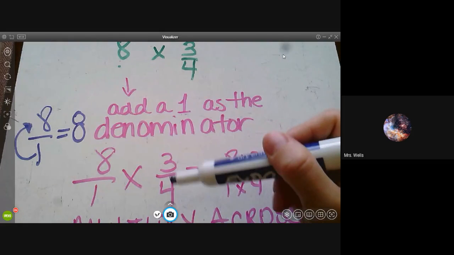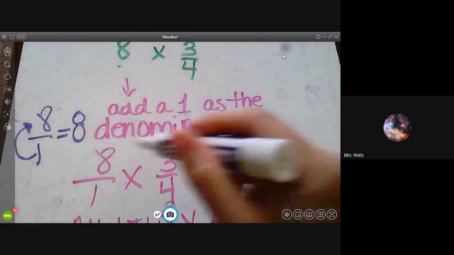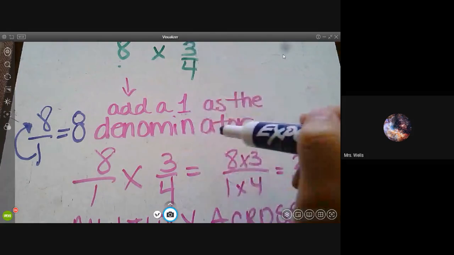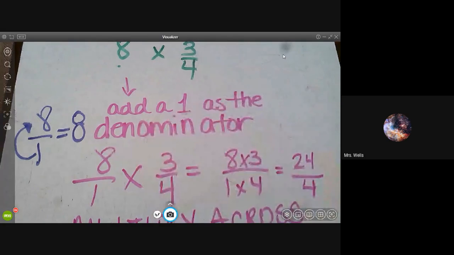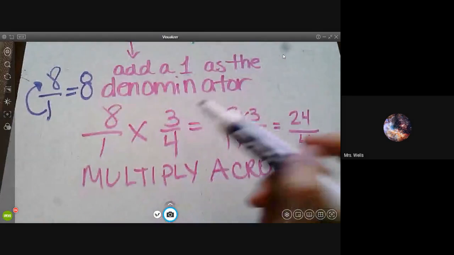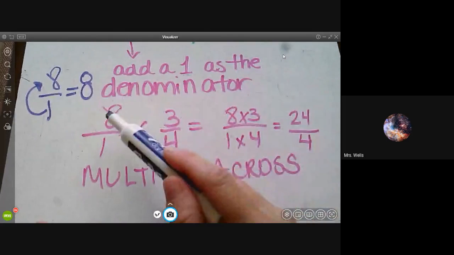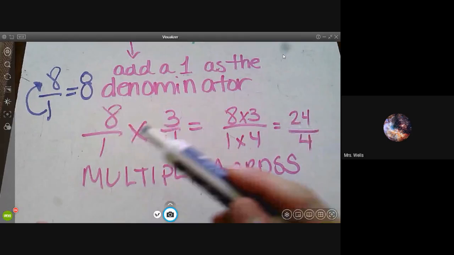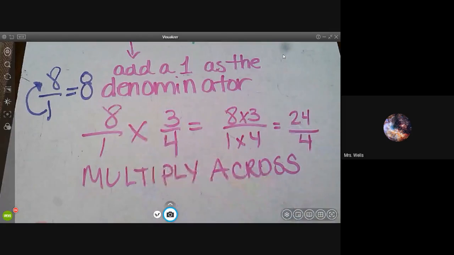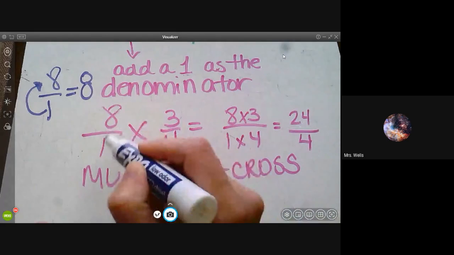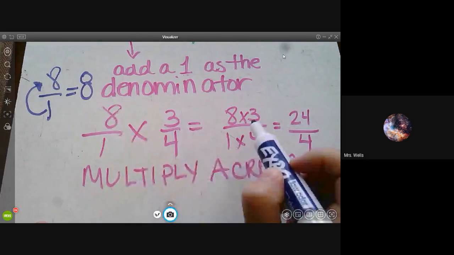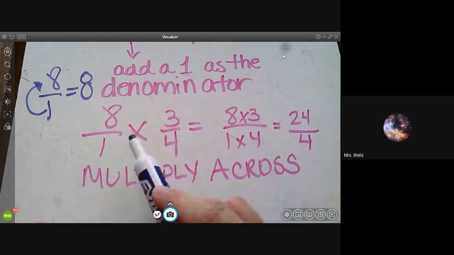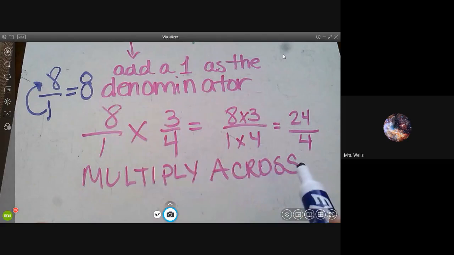Now, this is how I like to do it. Again, you don't have to do it like this. I'm giving you options. And then I multiply across. If there's a number in the numerator, multiply across. If there's a number in the denominator, multiply across. Okay, so that's why I always add that 1. 8 times 3 equals 24. 1 times 4 equals 4. Multiply across, multiply across, multiply across.